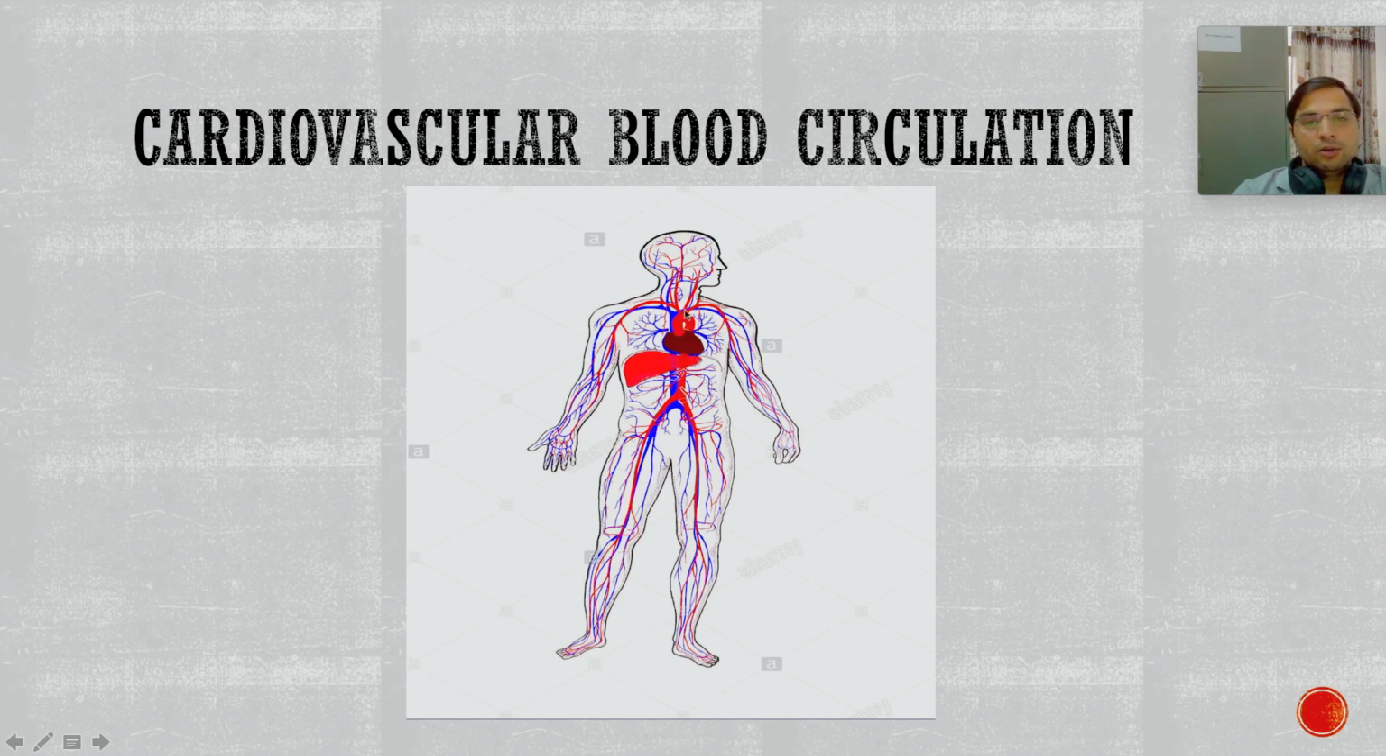The arc of aorta, the ascending aorta, divides into three branches: the brachiocephalic, the left carotid, and the left subclavian. The left subclavian becomes the axillary artery, then the brachial artery, then the radial artery and ulnar artery, right? And the arc of aorta goes into the descending aorta, and the descending aorta goes into the thoracic aorta. Thoracic aorta gives the brachial artery.